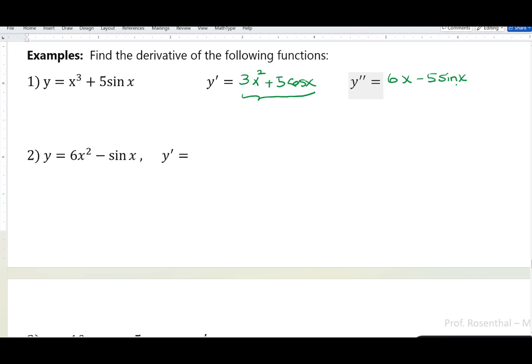What about the next one? Just y prime. So if y equals 6x squared minus sine x, which is the original function as a matter of fact, the derivative of 6x squared is 12x. And for the second term, the derivative of negative sine x will be, keep the negative, the derivative of sine is cosine, so there's our answer, 12x minus cosine x.